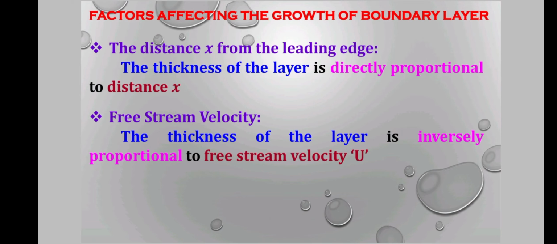Factors affecting the growth of boundary layer. The distance x from the leading edge: the thickness of the layer is directly proportional to the distance x. Also the free stream velocity: the thickness of the layer is inversely proportional to the free stream velocity U.